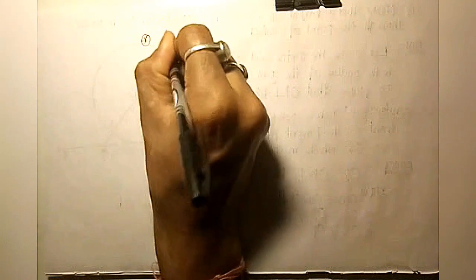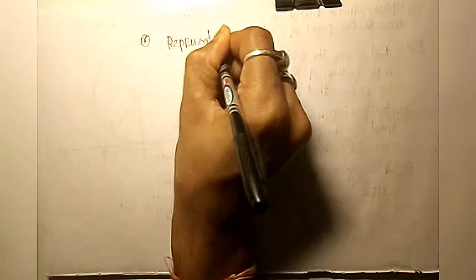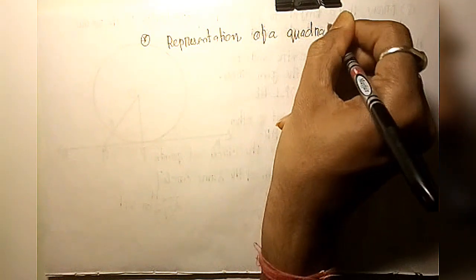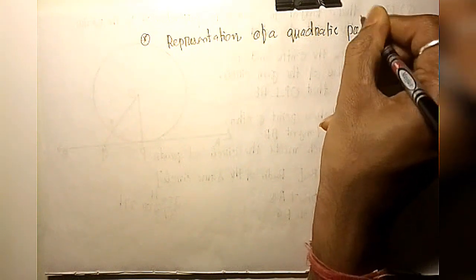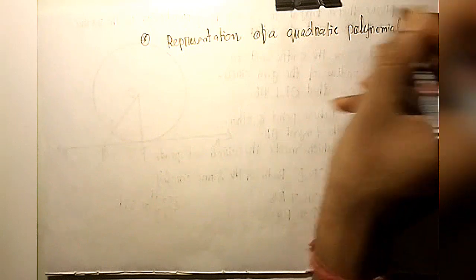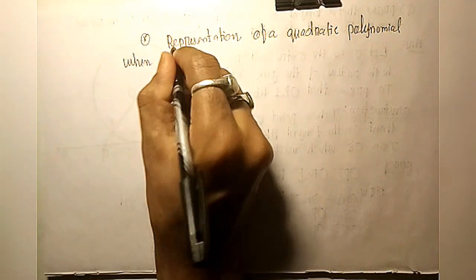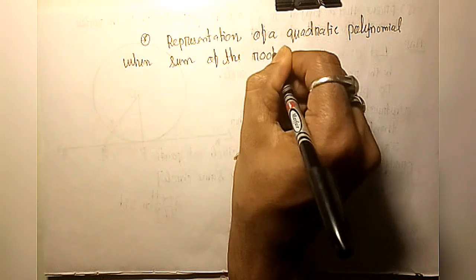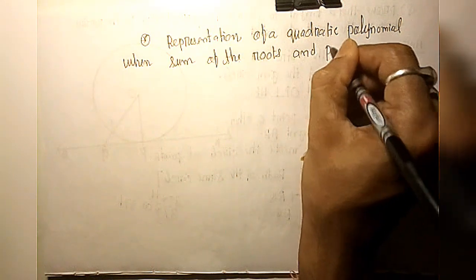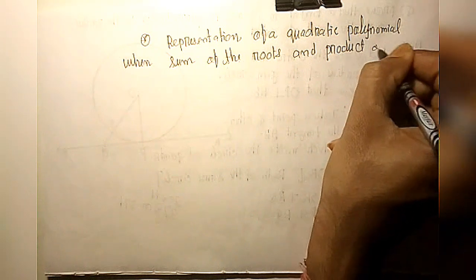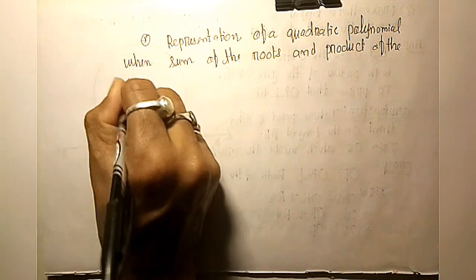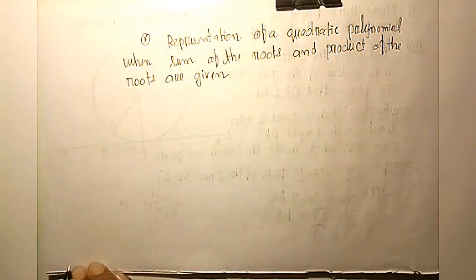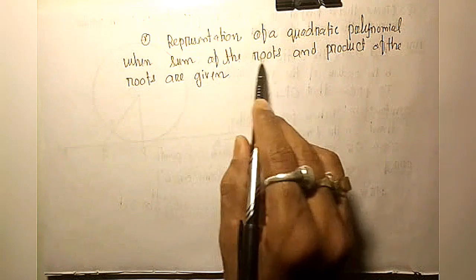So let's move to the next important point: representation of a quadratic polynomial when the sum of the roots and the product of the roots are given.